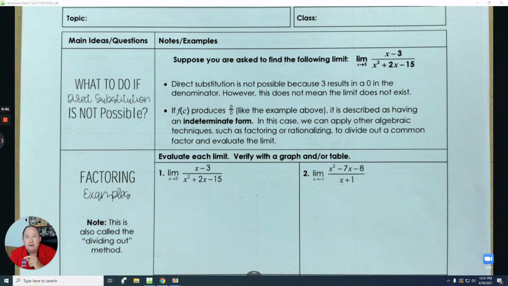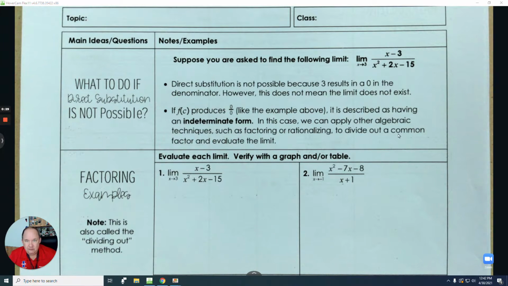This lesson is about evaluating limits that are indeterminate. So direct substitution is not always possible, and sometimes when you do direct substitution you might get an answer that is 0 over 0. It's easy to think that's undefined, but in mathematics 0 divided by 0 is actually indeterminate, meaning we don't know. It might be defined or undefined.